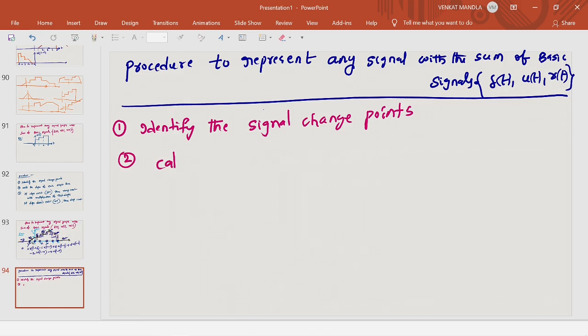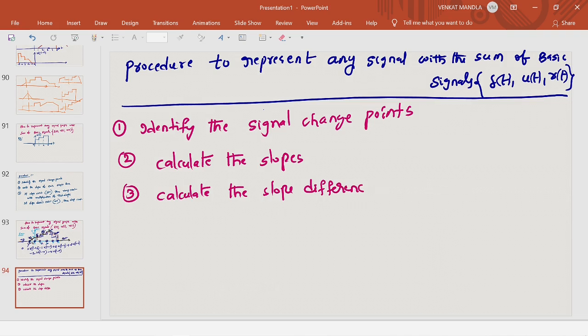Second, calculate the slopes. And third, calculate the slope difference at each signal change point. Okay, so in this we have first point in 3.